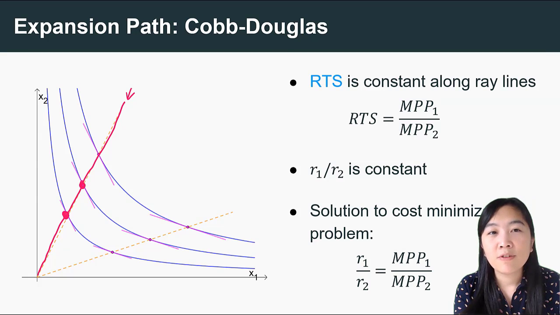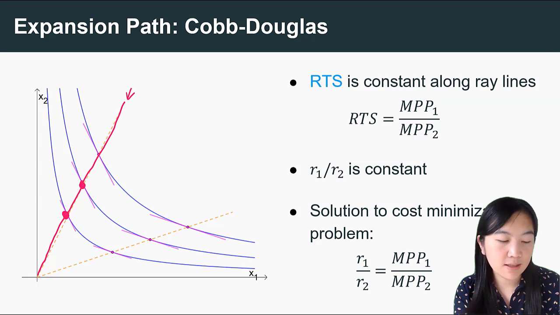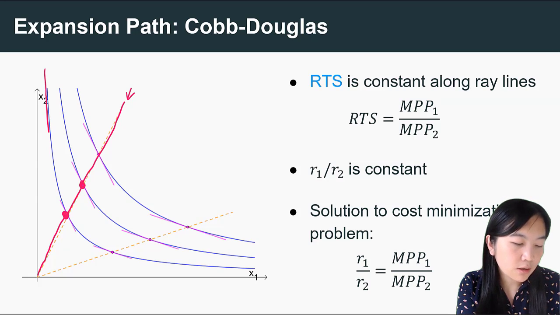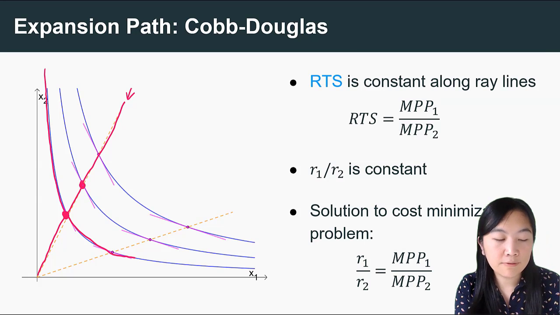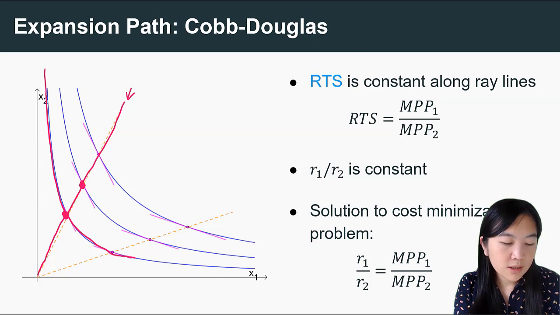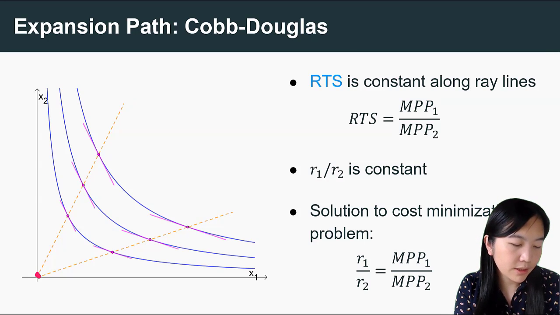That means if you find one solution to your cost minimization problem, for one isoquant, or for one particular output level, then the solution is the same along the ray line. All you need to do is connect from here. Let me show you this.